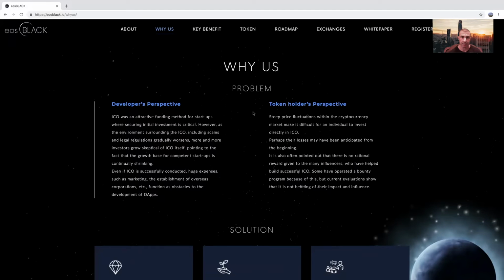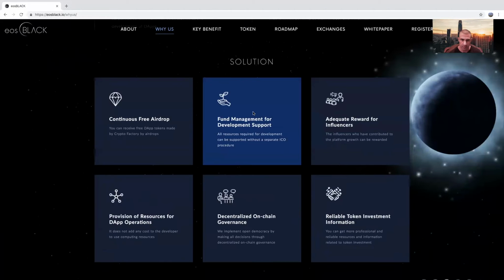EOS Black is essentially a DApp on EOS, where people who hold a proportion of tokens will receive airdrops from the DApps that are incubated. On the page, it says ICO was an attractive funding model for startups while securing initial investment is critical. However, as the environment surrounding the ICO, including scams and legal regulations, gradually worsens, more and more investors grow skeptical of the ICO itself, pointing to the fact that the growth base for competent startups is continually shrinking. Even if every ICO is successfully conducted, huge expenses such as marketing and establishment of overseas corporations function as obstacles to development of DApps. So what exactly does this mean?